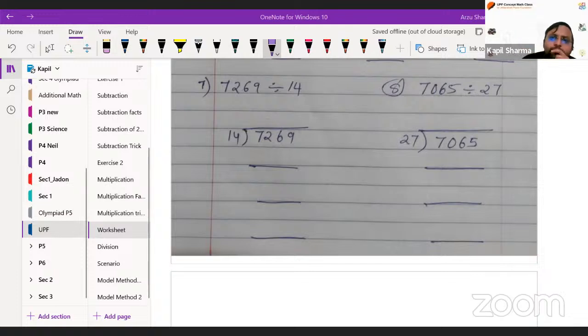Okay, Yashika. 519. So 14 times 5 is 70. 14 times 1 is 14. Then 14 times 9 is 126. Okay, Swastik. Okay, last one.